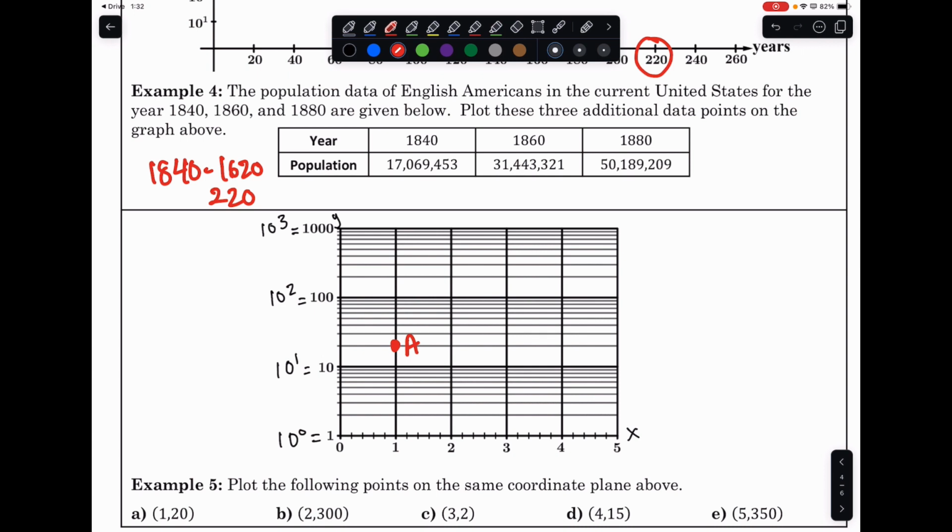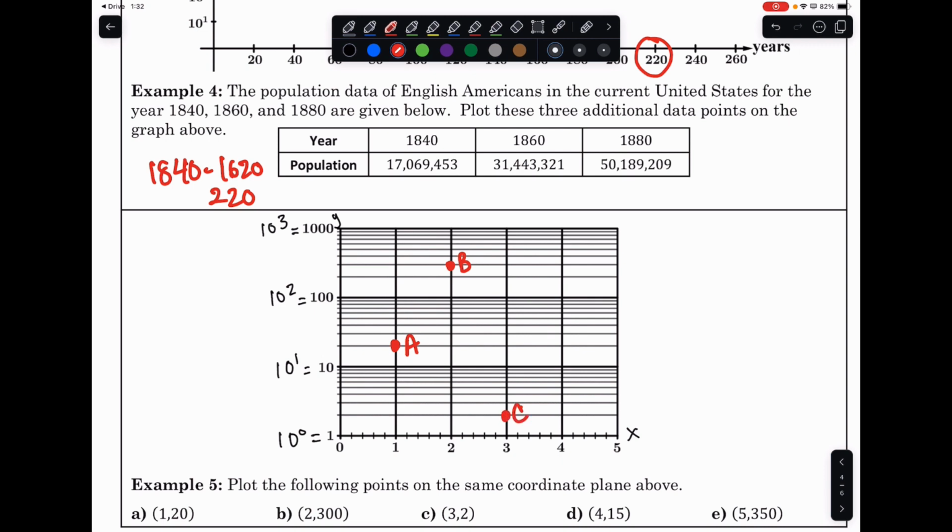To plot (2, 300), well, again, 2 for x is obviously right there. And 300 would have to be above 10 to the second power. Since this is 100, this would be 200, and this would be 300 right there. So this is point B. For point C, that would be (3, 2), so 3 for x. And since this is 10 to the 0 power or 1, this is 10 to the 0 power or 1. This is (3, 1), (3, 2). So this point right there would be (3, 2). C.